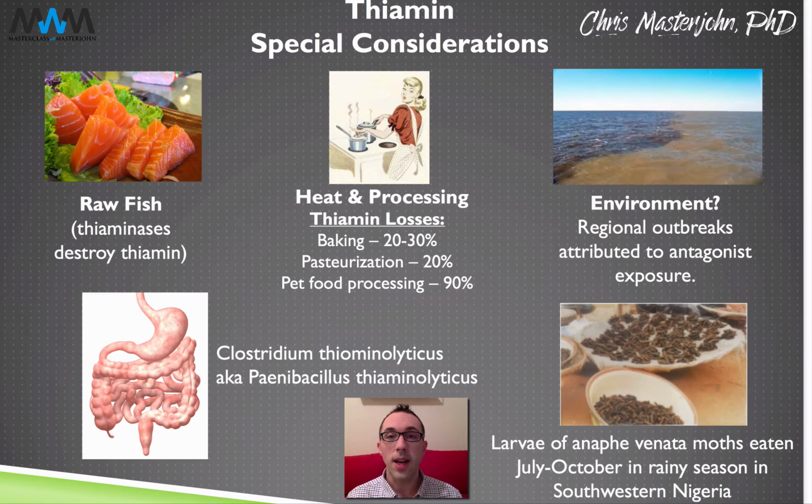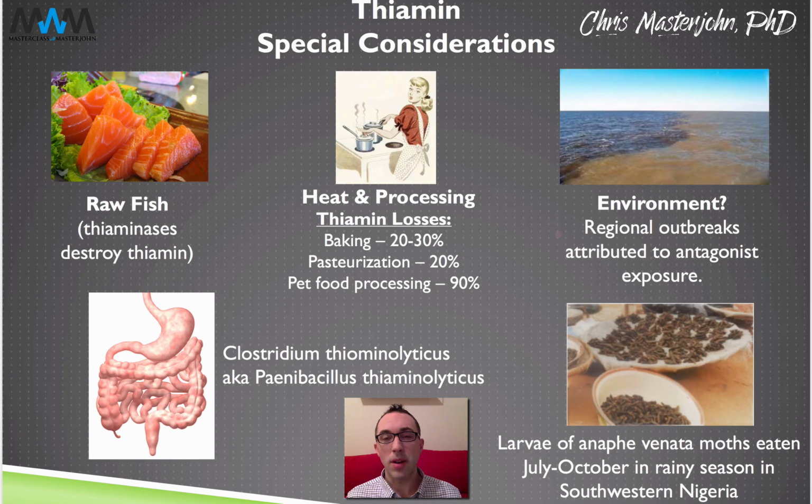So what could cause a thiamine deficiency? Well, out of all these B vitamins, thiamine is the one that's most sensitive to heat. Even pasteurization of milk destroys 20%. Typical baking causes 20 to 30% losses, and pet food processing causes 90% losses. It's almost baffling to think about how pet food is made with respect to thiamine. What they do is that they add 10 times more thiamine than they want to the food because they know that 90% of it is going to be destroyed, and then they obliterate it, and there's just enough left over to satisfy the animal's nutritional requirements.